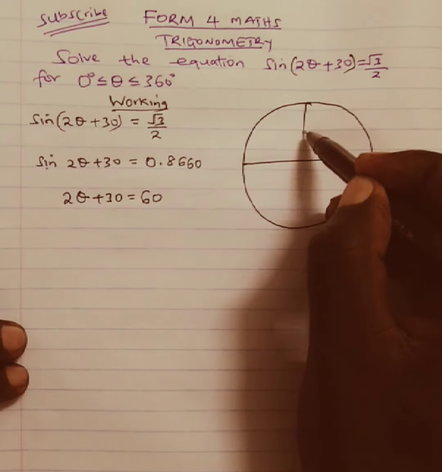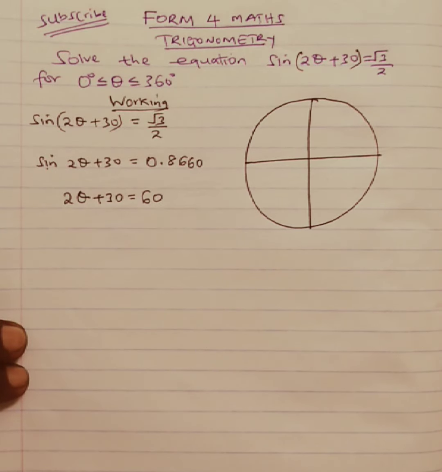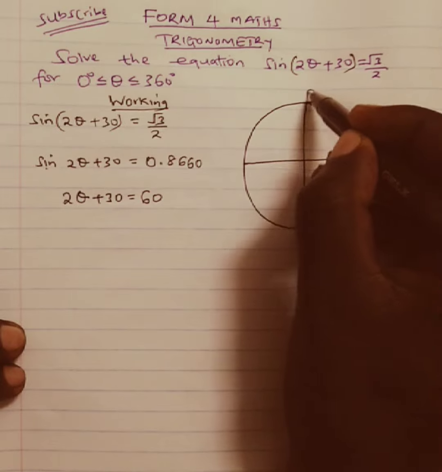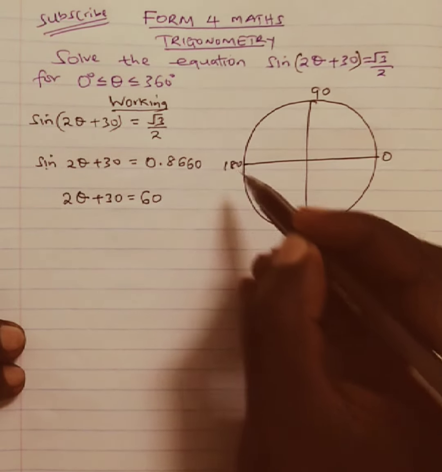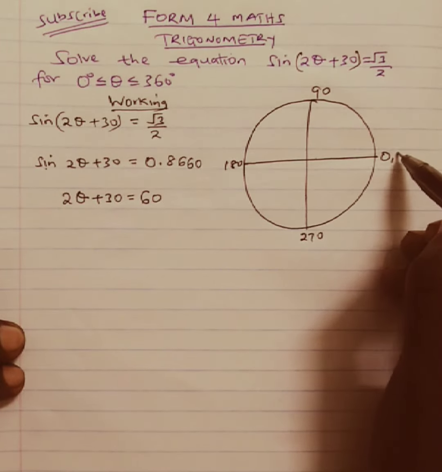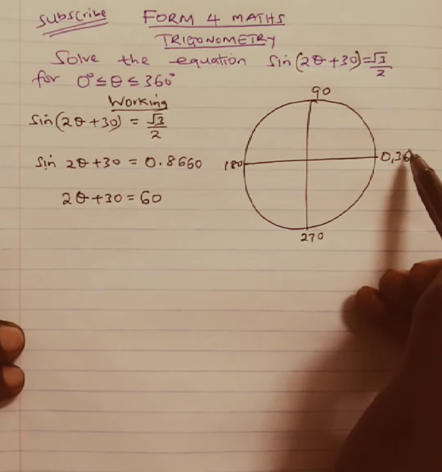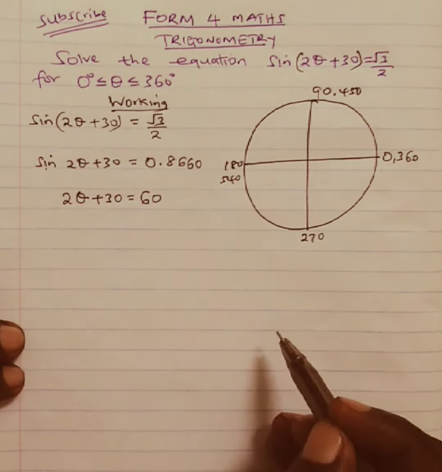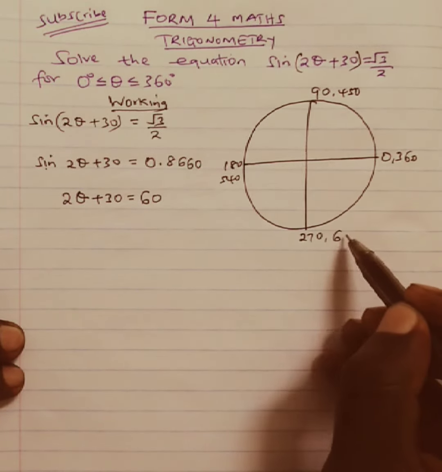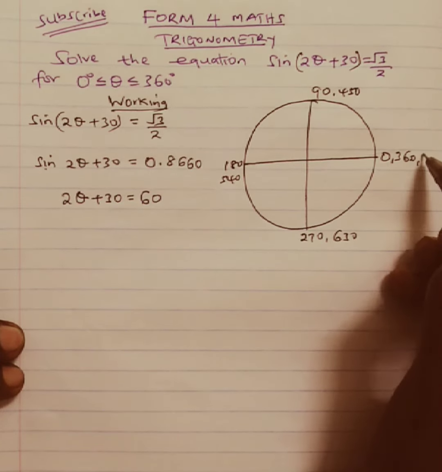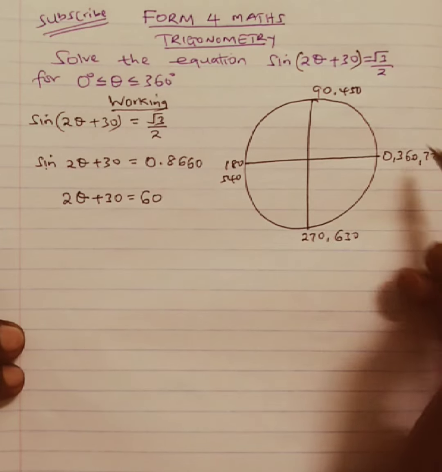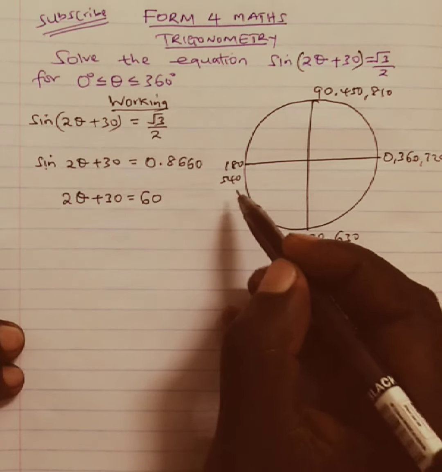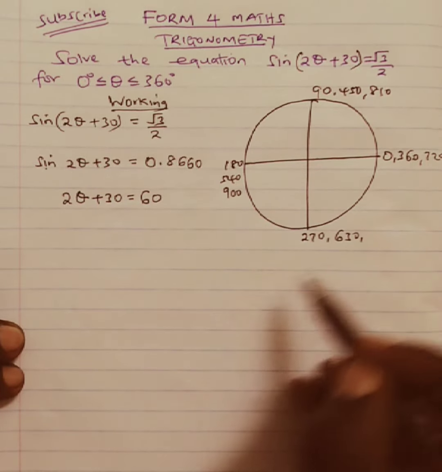So we have our unit circle here with the four quadrants. That is, we have 0 degrees, then 90, then 180, then 270, then next we have 360. So 360, you add 90, we get 450. Then 450 plus 90 gives 540. 540 plus 90 gives 630. Then 630 plus 90 gives 720. Then 720 plus 90 gives 810, and 810 plus 90 gives 900, in that order.